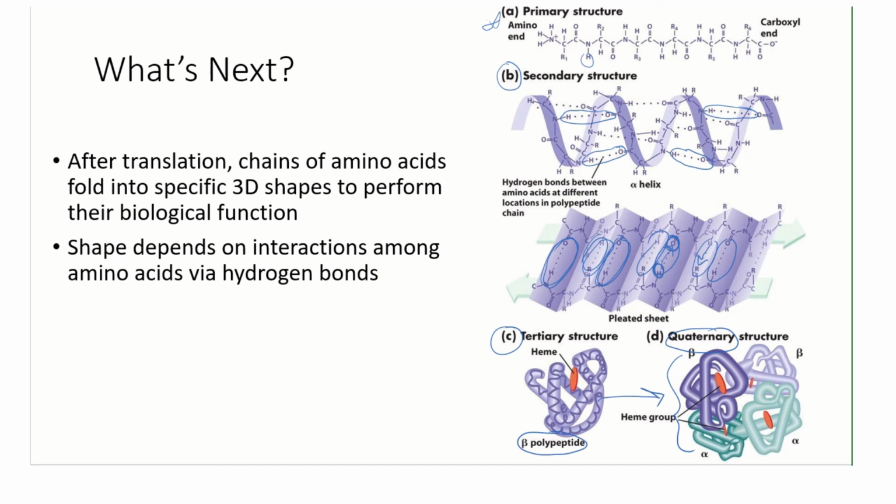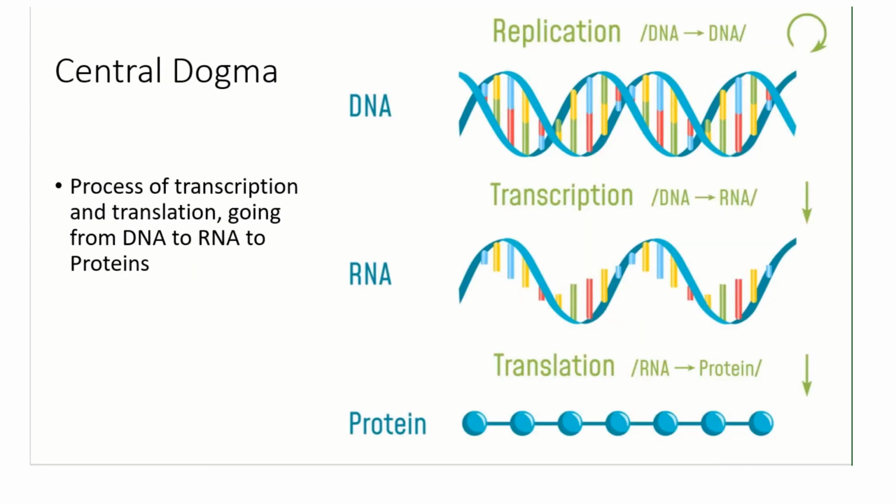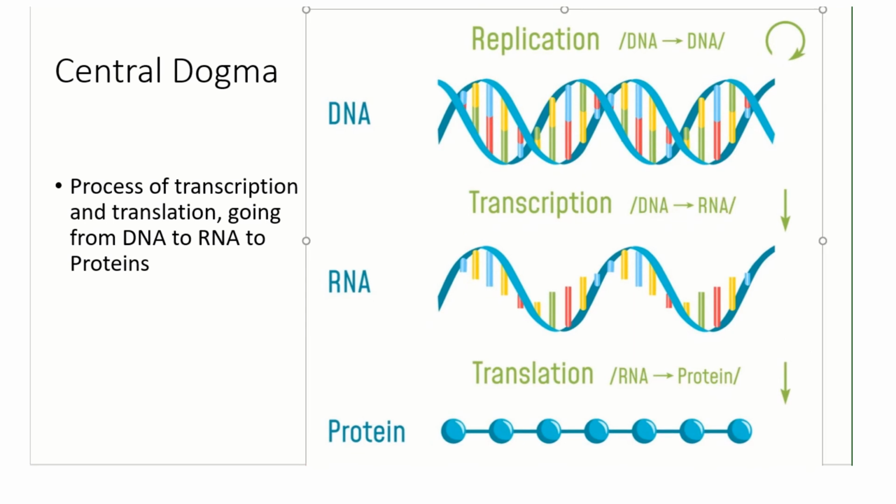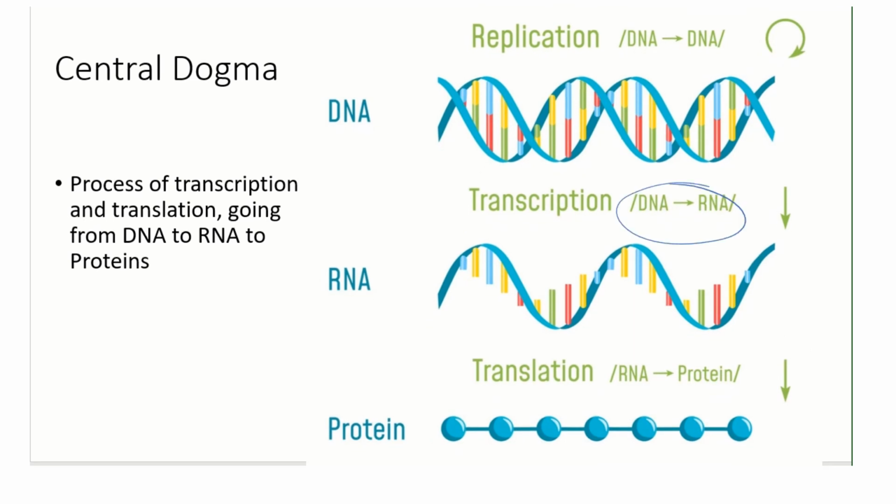Okay, so that's the rundown of the central dogma. We went from transcription, doing DNA to RNA, and then we looked at translation, going from RNA to a protein.